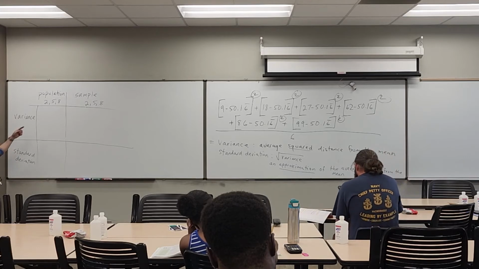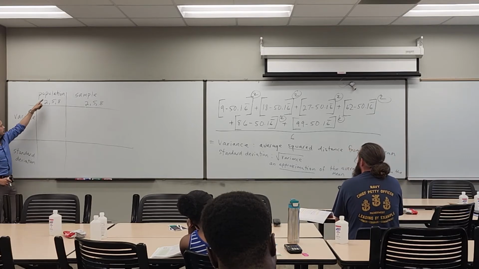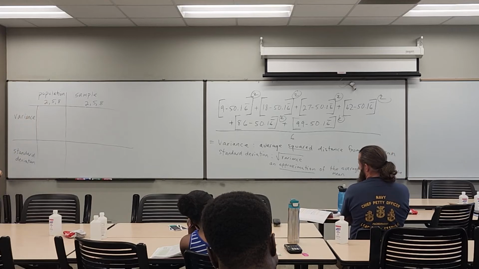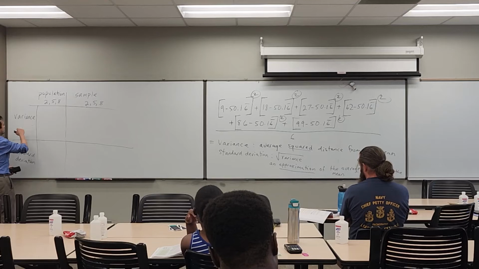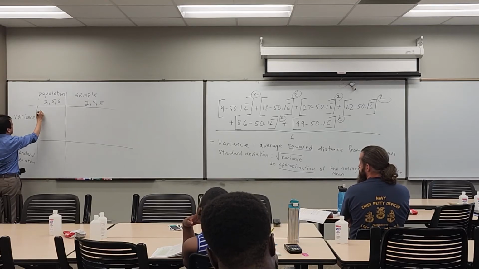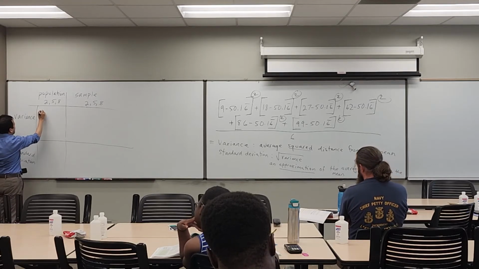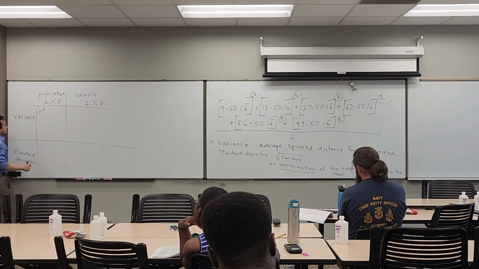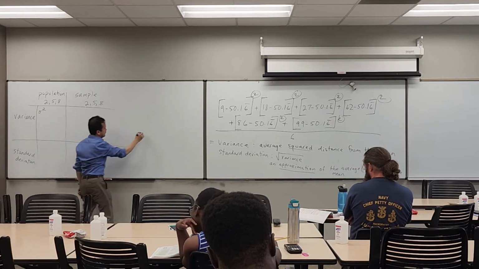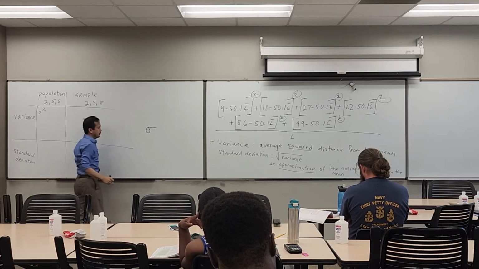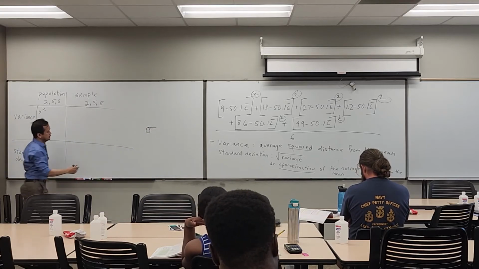So let's talk about first the population variance. So first of all, let's talk about the mathematical symbol that's involved. So the population variance is given by sigma squared. So sigma is a Greek letter, looks like a lowercase o with a hook on it. So this is sigma squared.